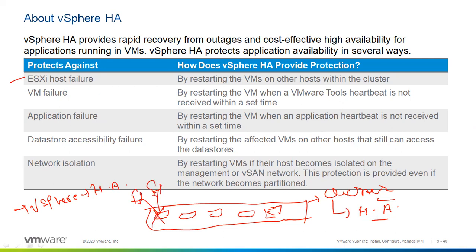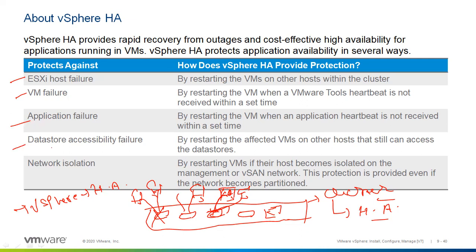Like if this host fails, these VMs will be restarted on another host. All right, VM failure. When I say VM failure, for example, my host is okay, but I'm not getting an appropriate heartbeat from the VM. So it will restart this VM on the same host. The host is okay, the problem is with the VM. Same way with application failure.